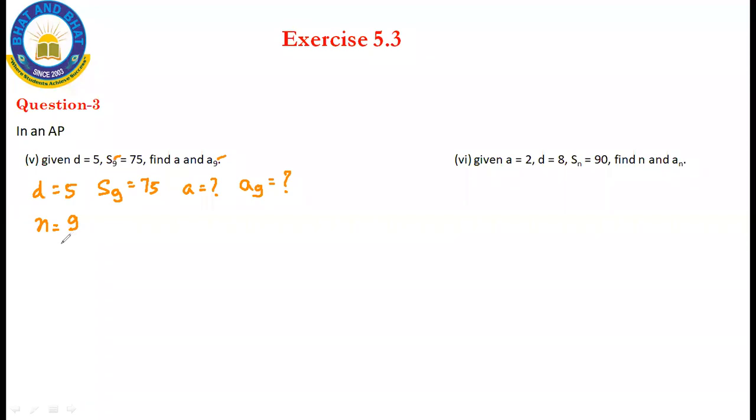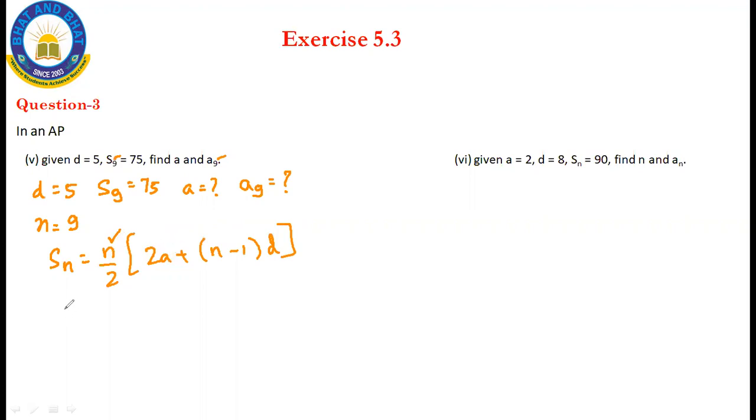So how do we do this? What is the methodology? Here comes your formula. Sn is equal to n by 2 into 2a plus n minus 1 into d. In this you observe, students, you know what is n. Do you know what is a? You don't know what is a. Do you know what is n? Yes. Do you know what is d? Yes. Do you know what is Sn? Yes. So what is the only unknown? a is the only unknown.